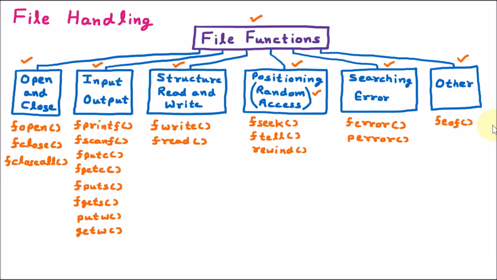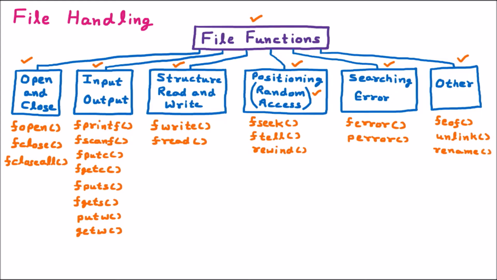The next function is unlink. Unlink function is also popular with the name remove. Remove function or unlink function, both are the same function, and they are used for removing a specific file from the disk. The next function is rename. If you want to change the name of file, then we use the function which is rename.